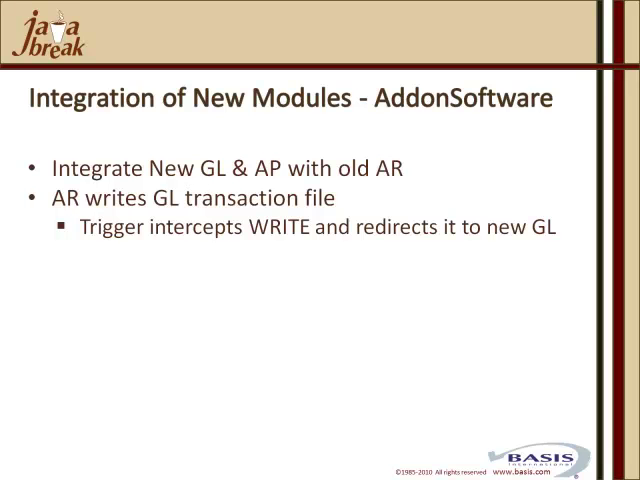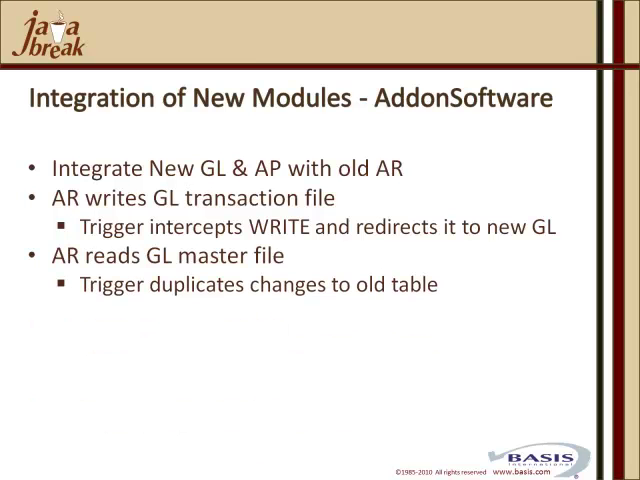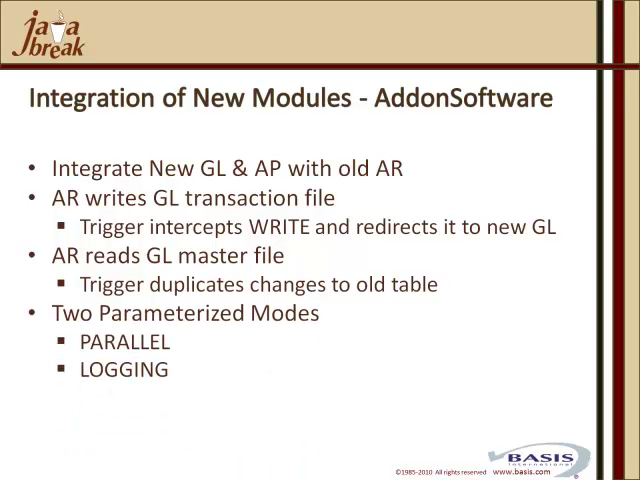We used a trigger that when the old AR tried to write to the old GL transaction file, the trigger intercepted the write and redirected it to the new GL. So we used an instead of write. The AR would also look to the old GL master file for lookup of allocation codes, and it continues to do that. We just used a trigger to duplicate any changes to the new table and duplicate those to the old table. And we introduced 2 parameterized modes within the trigger code, so we could switch this off via parameter.